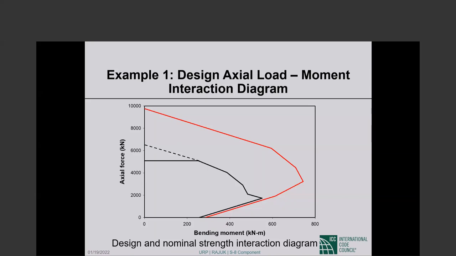In any case, even at the same spacing, the spiral would be more effective. It's continuous. The continuity itself helps in making it more effective. And this is why we give spirally reinforced columns a little bit of a better phi value than tied columns.